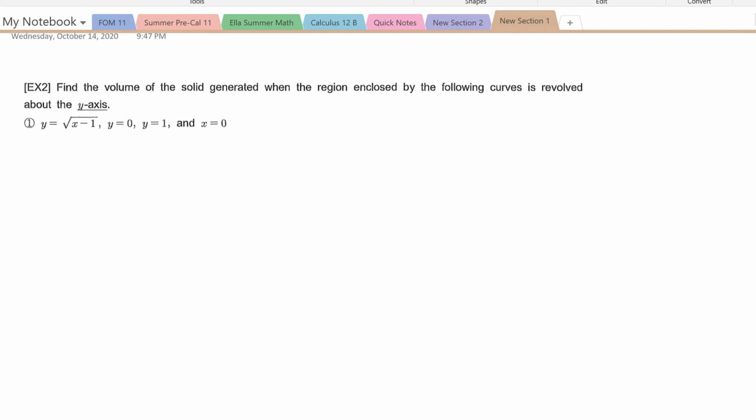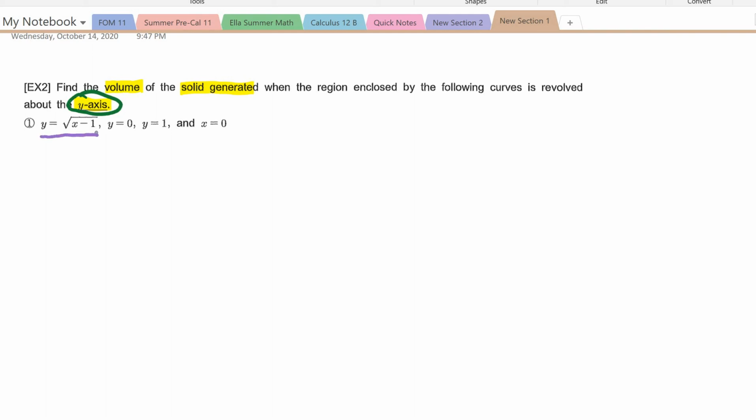All right, let's move on to the next style of questions in the disk method here. For the next question, I need to continue finding the volume of the solid generated when the region enclosed is revolved around the y-axis. We do have to take a different approach to these kinds of problems when we're going around the y-axis, but it's still very similar to problems when we're generating them around the x-axis.